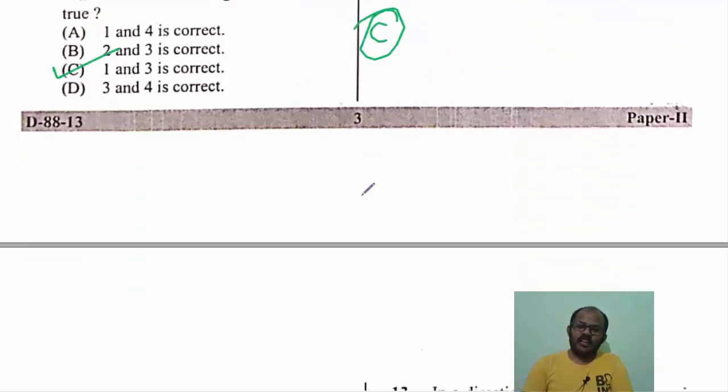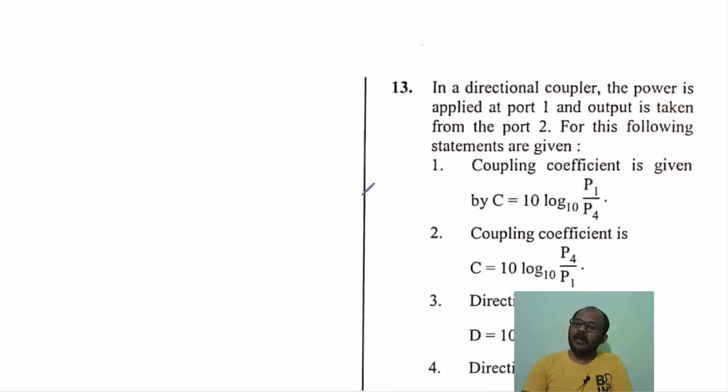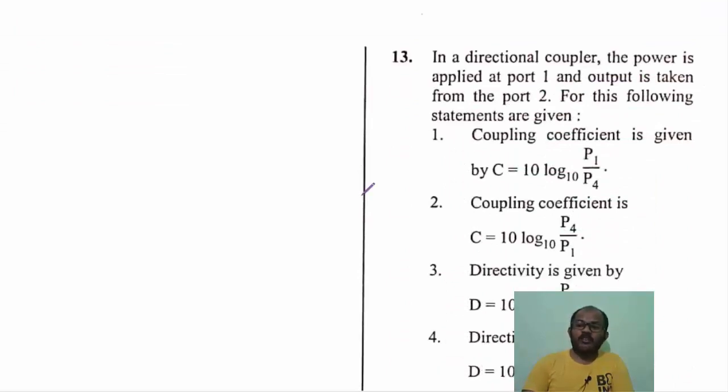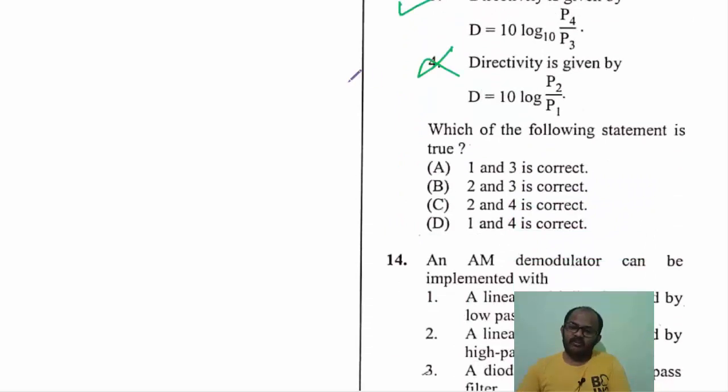13th question they have given is, in a differential coupler, the power is applied at port 1 and the output is taken at port 2. The following statements are given, you have to choose the correct one. Coupling coefficient is given by C equals 10 log of P1 by P4, is correct, and directivity is given by 10 log of P4 by P3, is correct, nothing but statements 1 and 3 are going to follow. So option A is the correct one.